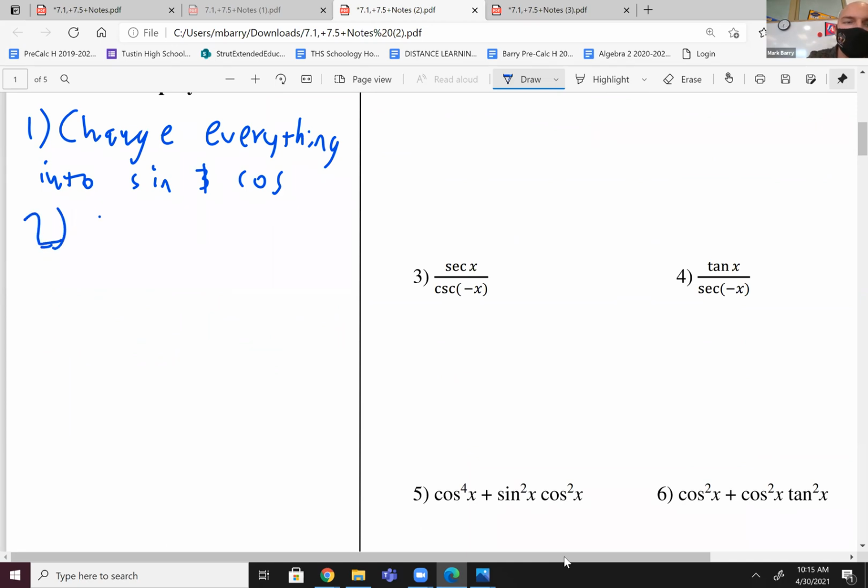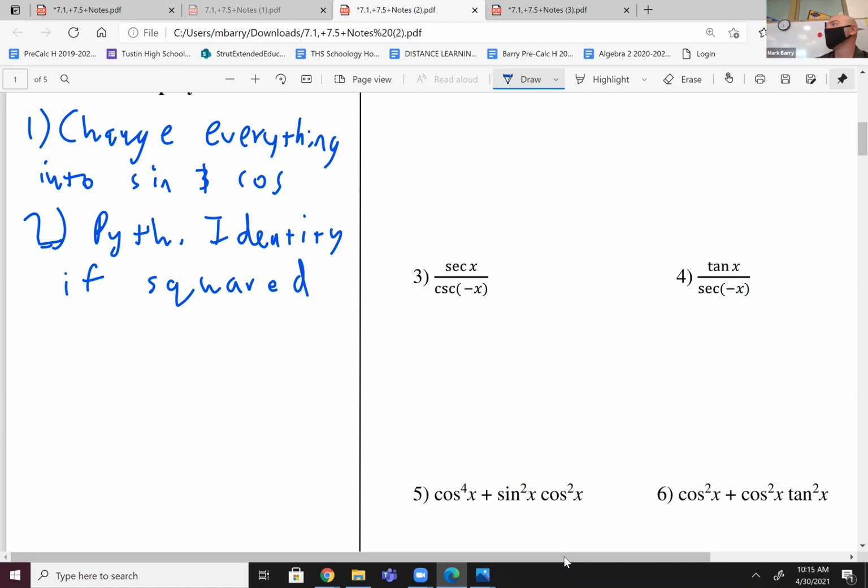Second thing you can look for is Pythagorean identities. And I'm going to say on that one, only if something is squared, okay? We only use Pythagorean identity if something is squared. Remember what that formula said, right? Your sine squared plus cosine squared equals 1.